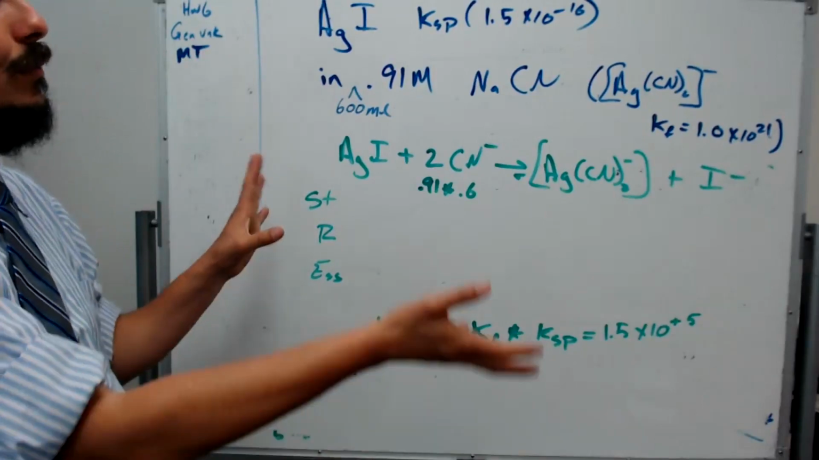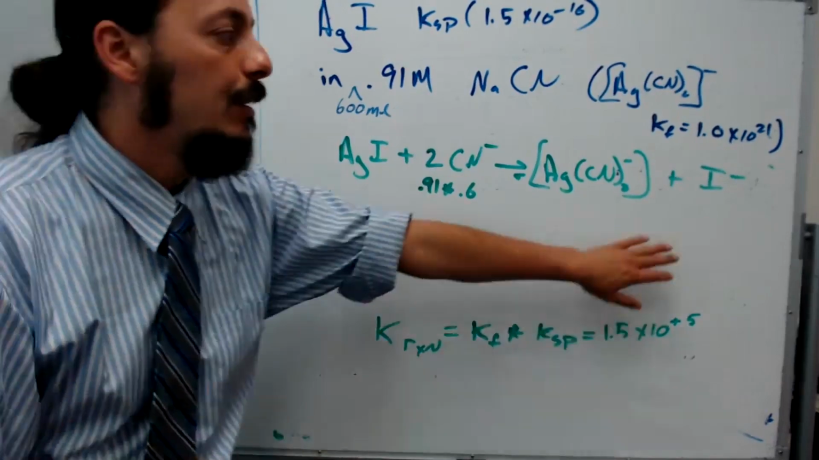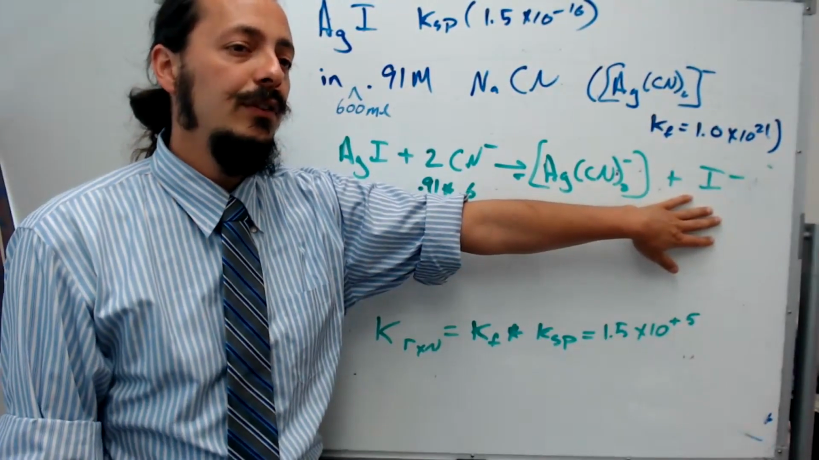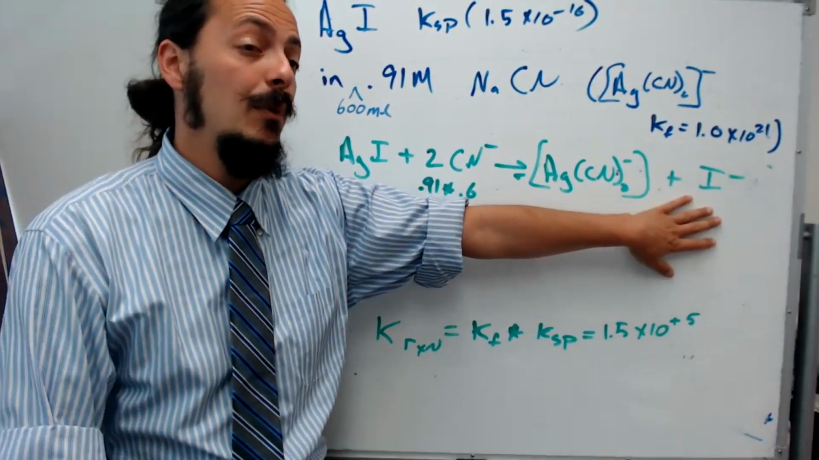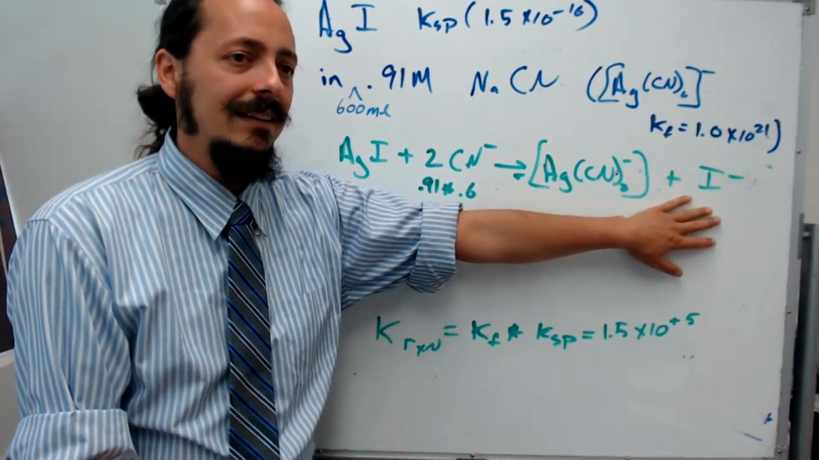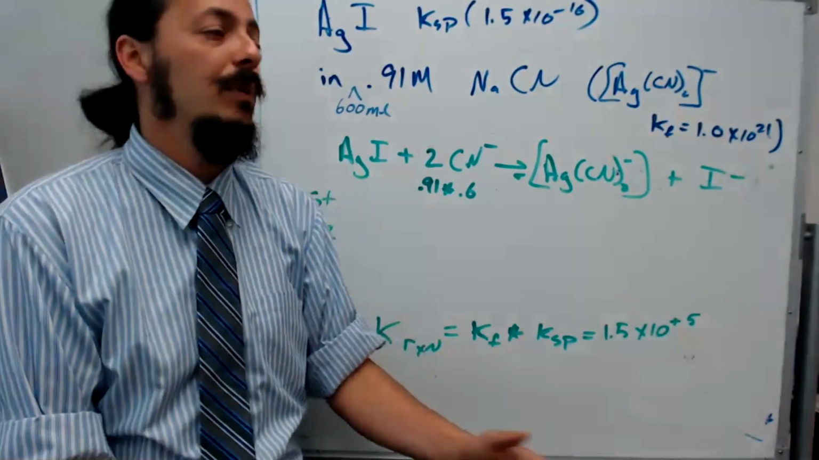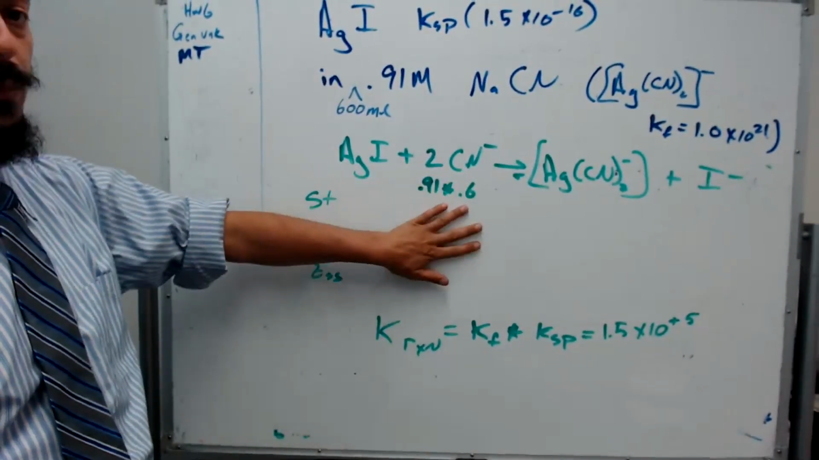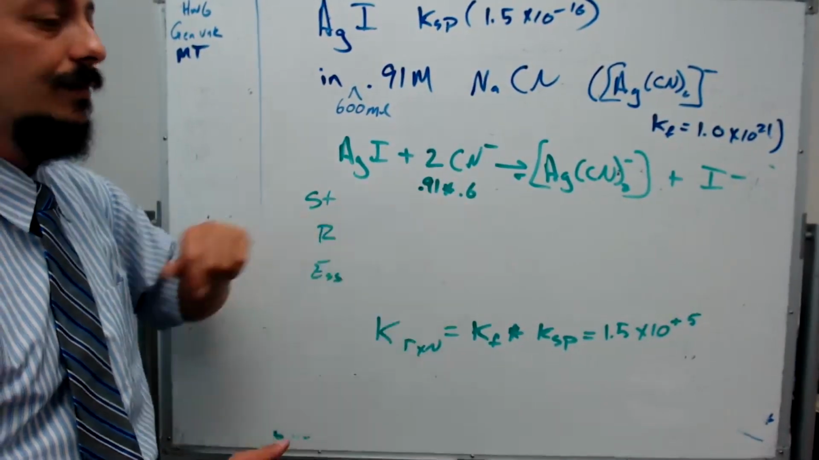Now notice you could have written it down the reverse way, but you don't have any I minus as a reactant. So as soon as you went to do your stoichiometry or your ICE table, you'd have a 0 in your reactants. And having a 0 in your reactants would essentially say the reaction can't happen. So we actually can only write this one direction because we've got the solid and we've got the cyanide.